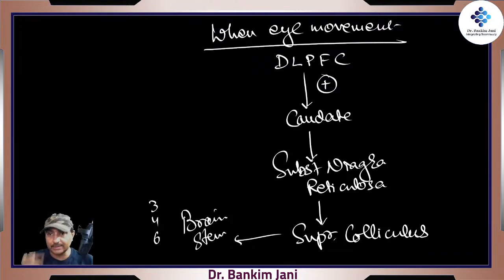When eye movement is needed, this dorsolateral prefrontal cortex would tell the caudate to tell this substantia nigra, okay, boss, stop. Don't stop this superior colliculus because things are so interesting that we have to watch, right? This time we want deliberate saccades. So the substantia nigra is told that you don't interfere with the superior colliculus.